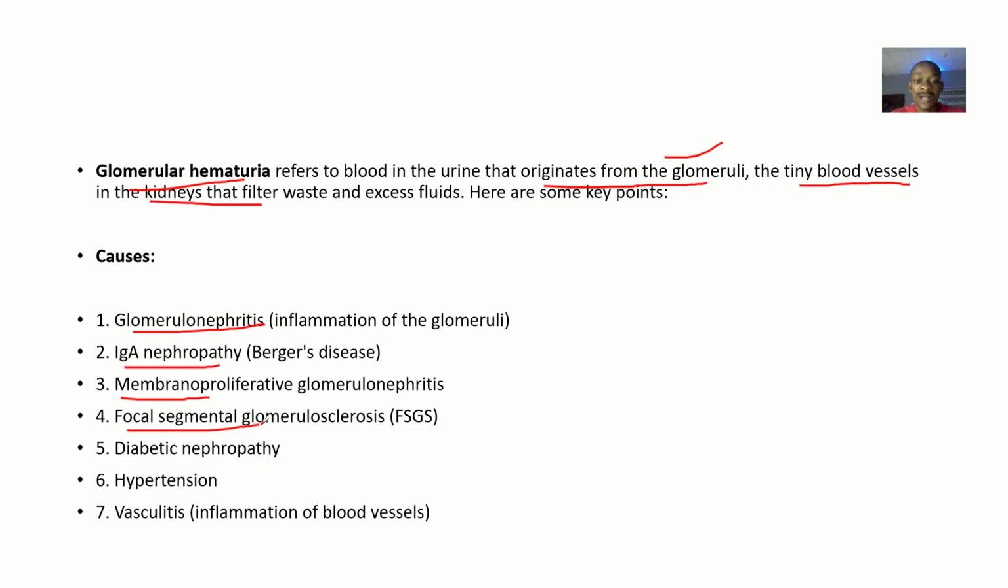It could be focal segmental glomerulosclerosis. It could be diabetic nephropathy. It could be hypertension. It could be vasculitis, where the blood vessels just got inflamed.